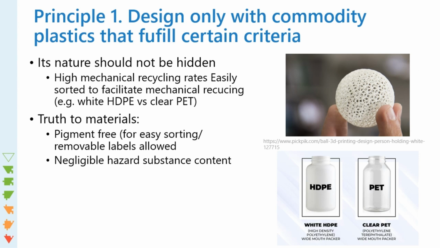So just to bring that together, the first principle of Bauhaus Chemistry is that we design only with commodity plastics that fulfill certain criteria. They should be, for instance, capable of reuse, have high mechanical recycling rates with good efficiency, and be truth to materials. So these would be pigment-free for easy sorting. They would have to have a negligible hazardous substance content, and it would be a rethink of how we sort plastics.